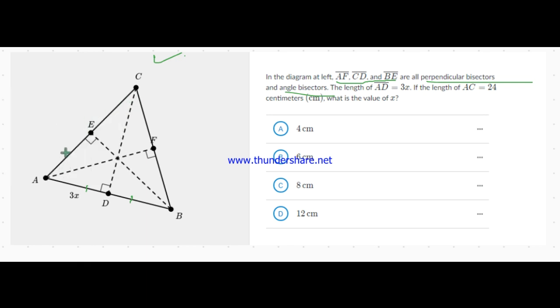It means that if I were to mark this over here, now this is equal to this because both angles are equal to each other, since this dotted line is the angle bisector of angle A. Now the length of AD over here is 3x, and it should be 3x as well, since this is equal to this, and the length of AC is 24. From over here to here, this length totals 24. Now they are asking you for the value of x.